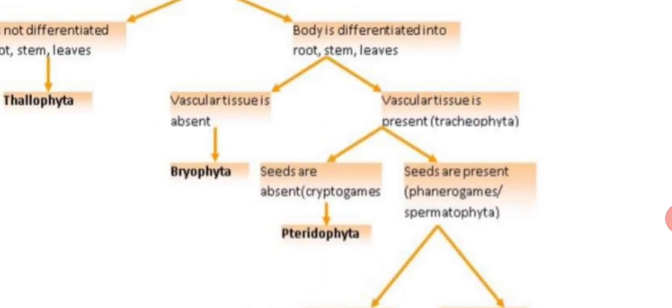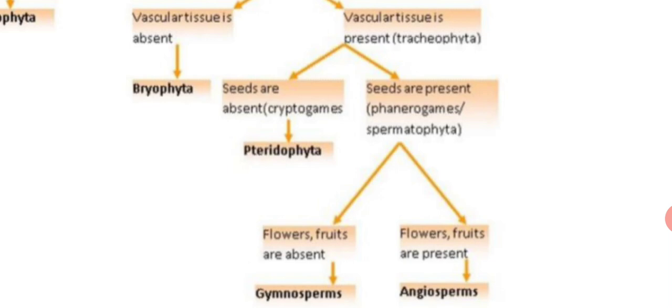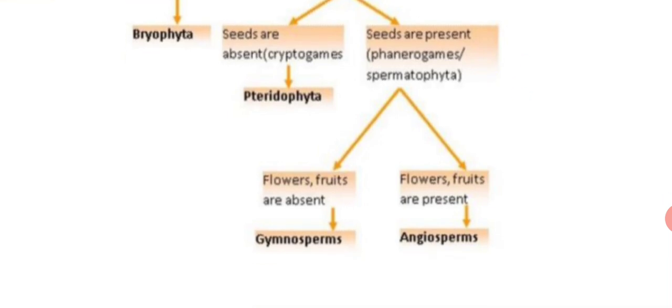Then we will check for the seeds. So we know that they produce seeds also, so it's very clear that it's not pteridophyte. Then comes the last two options, gymnosperms and angiosperms. So obviously flower is present, so that is why marigold will be considered as an angiospermic plant.